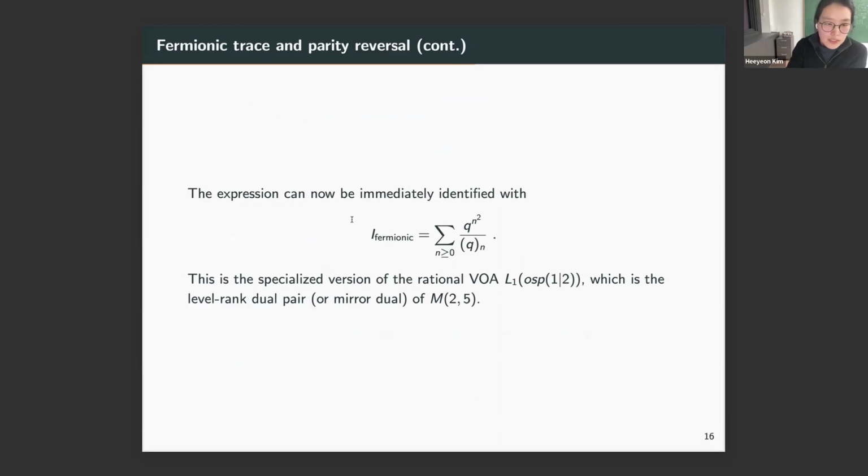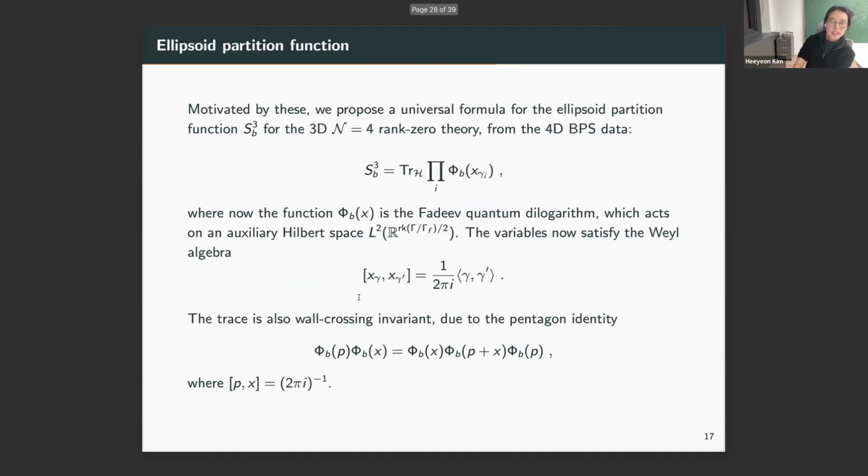You can probably see that this is a specialized version of the rational vertex operator algebra that we discussed before, which appears as a parity conjugate of the M(2,5) minimal model. It's a simple affine osp(1|2) at level 1. It's a level-rank dual pair, or at the same time, this happens to also be the mirror dual of this M(2,5) minimal model that I explained before.